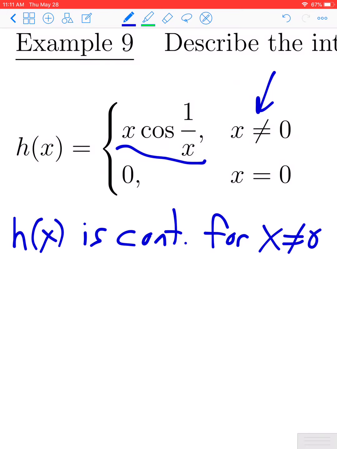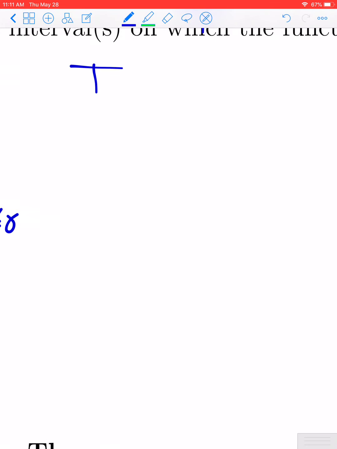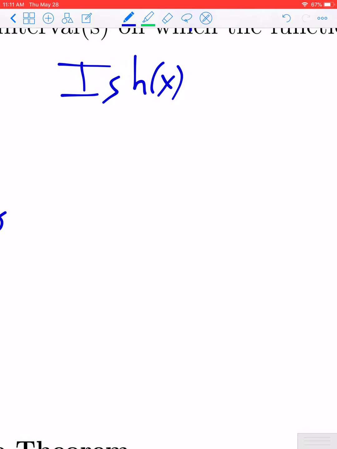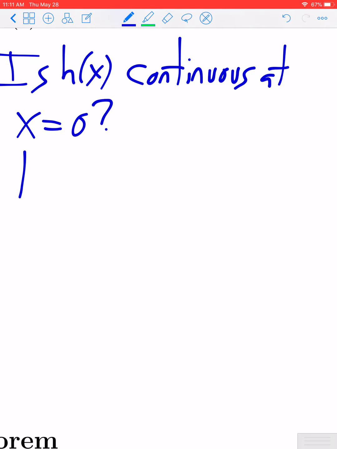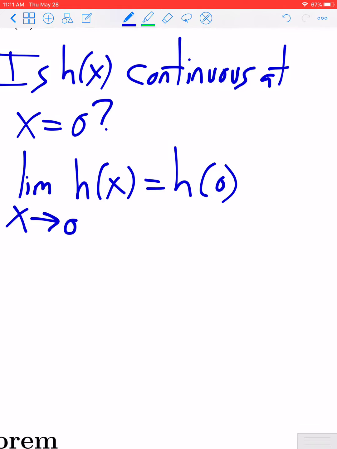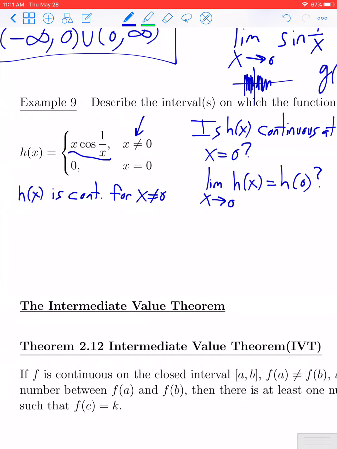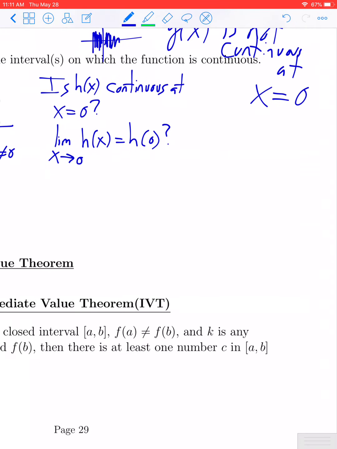The only thing that remains to check is, well, what actually happens at 0? Is h continuous at 0? Well, by definition of continuity at 0, we need to investigate what is the limit as x approaches 0 of h of x. We need to see, is that going to be equal to the value of the function at 0? Okay, let's do the easy part first. If we plug in 0, we get out 0. So h of 0 is equal to 0.